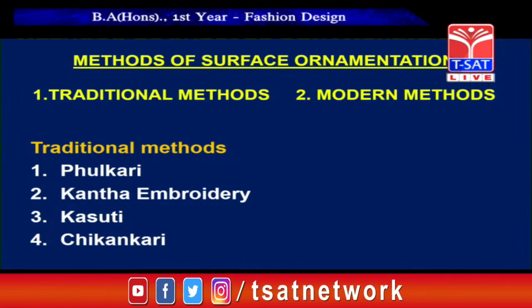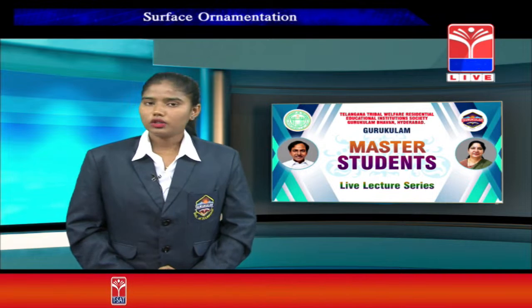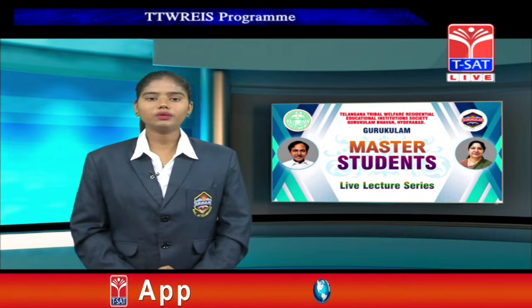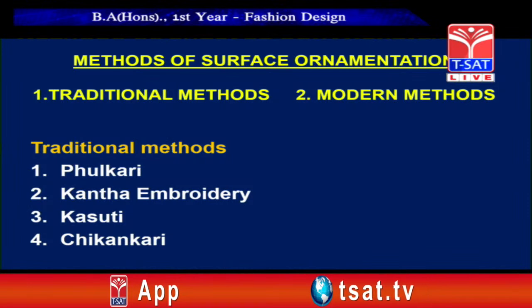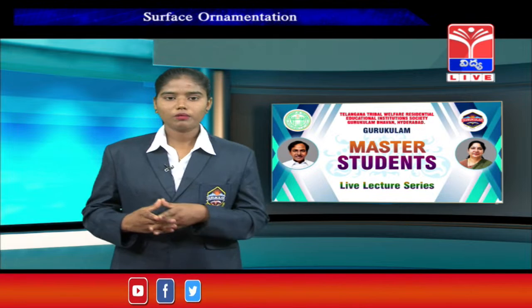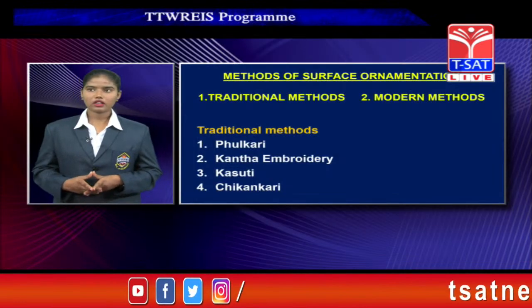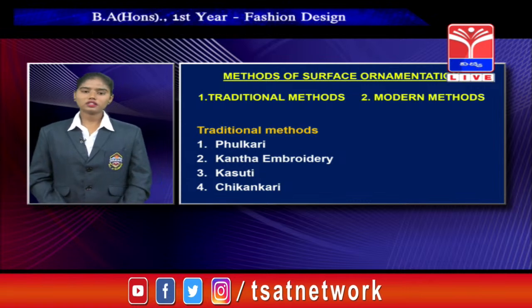And we have methods in surface ornamentation. Two types of methods. The first one is the traditional method and the second one is the modern method. First we will learn about traditional methods. The first one is fulkari, second one is kantha embroidery, the third one is kasuti, and the fourth one is chikankari.